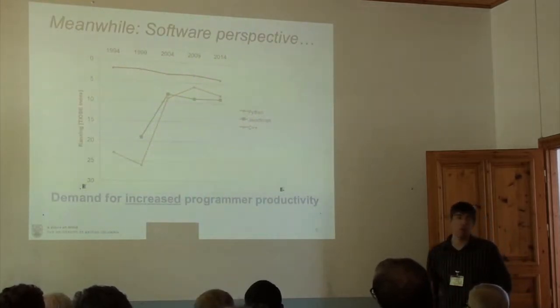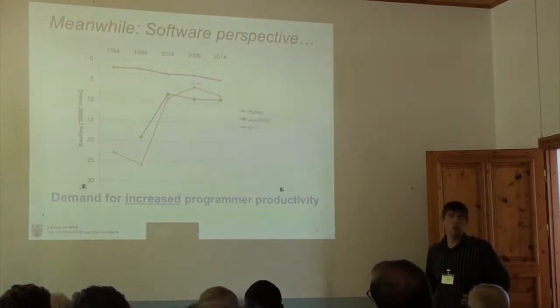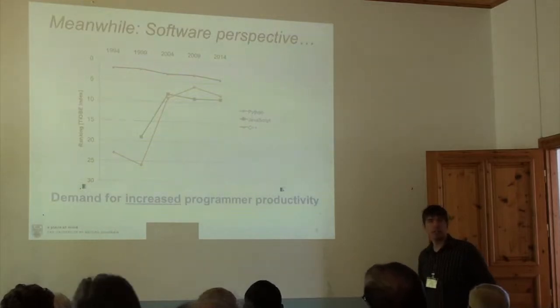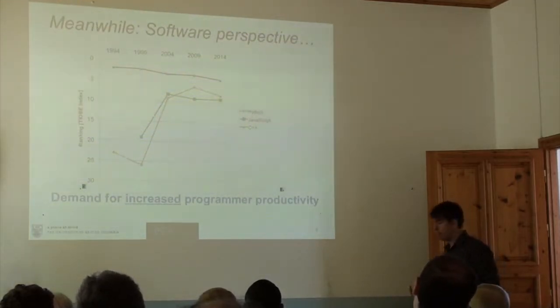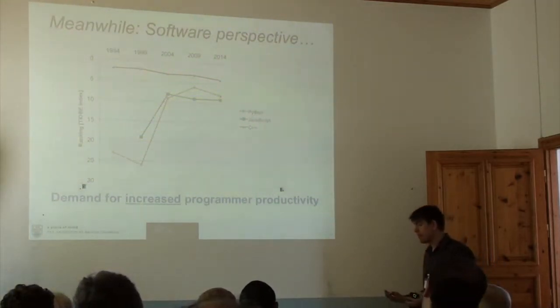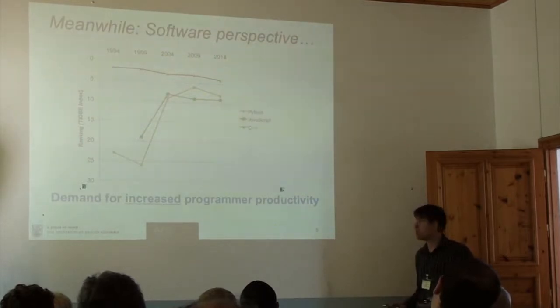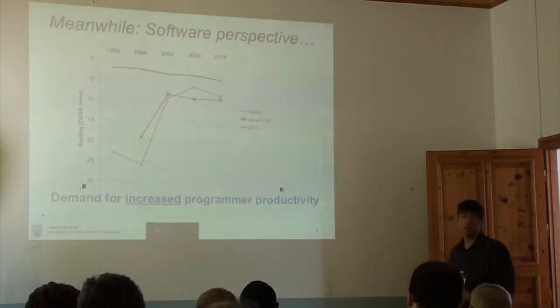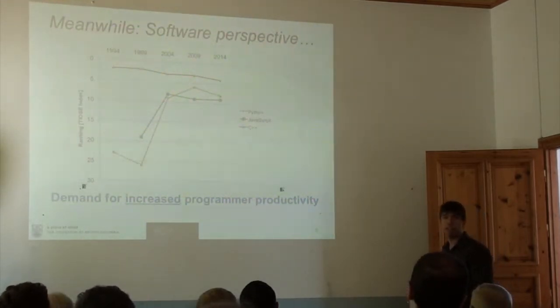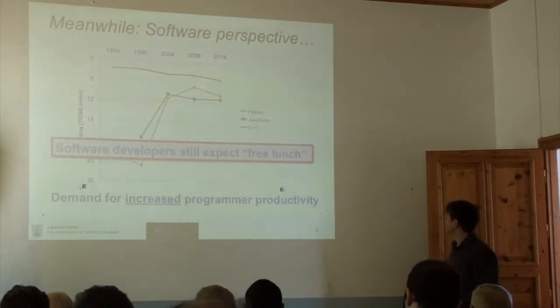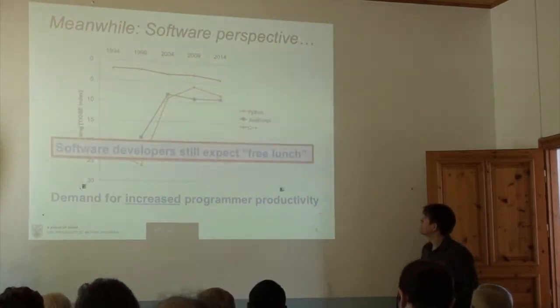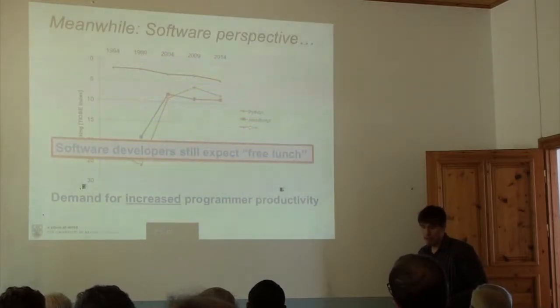And so what this tells me, at least, is that there's an insatiable demand for increased programmer productivity. So while we have these two conflicting trends, on the one hand, energy considerations are saying that we need to give up the free lunch for software developers. On the other hand, it's quite apparent that software developers are trying to migrate to these platforms that enable them to be more productive. So basically they're still expecting the free lunch. So there's an inherent tension here.